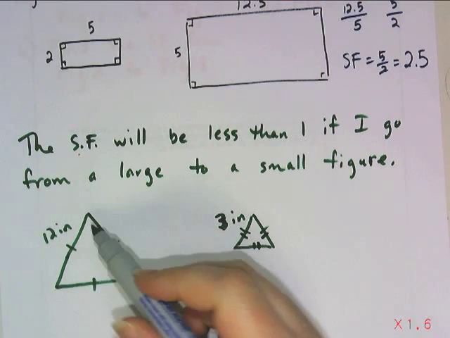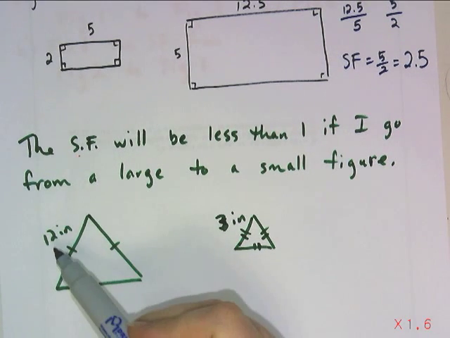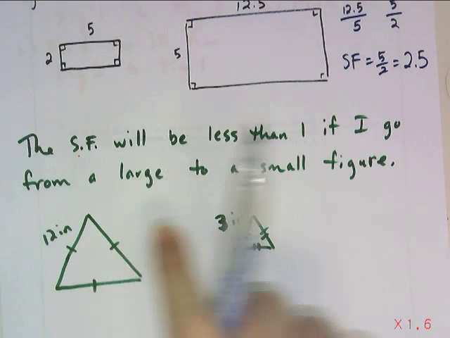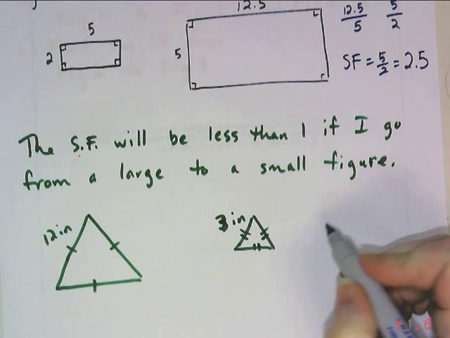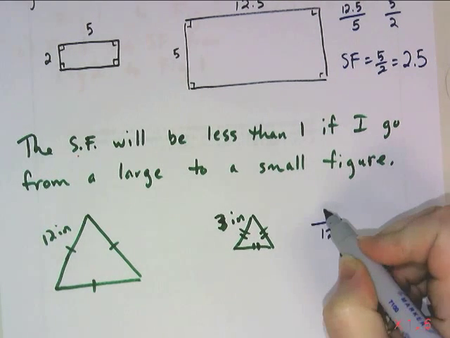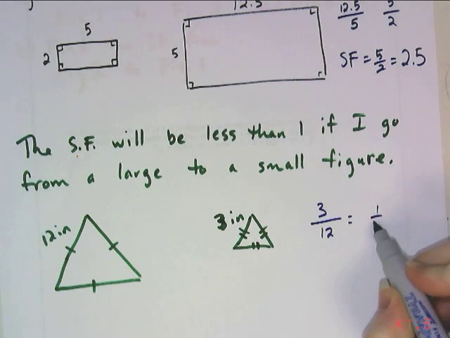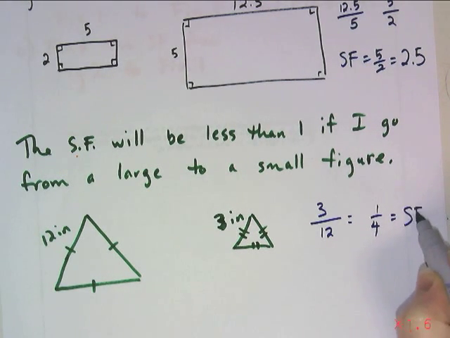So I have an equilateral triangle in both cases. It goes from a side length of 12 to a side length of 3. So if I want to know the scale factor from here to here, remember my original actually goes in the denominator. So once that simplifies, I see that 1/4 is my scale factor.